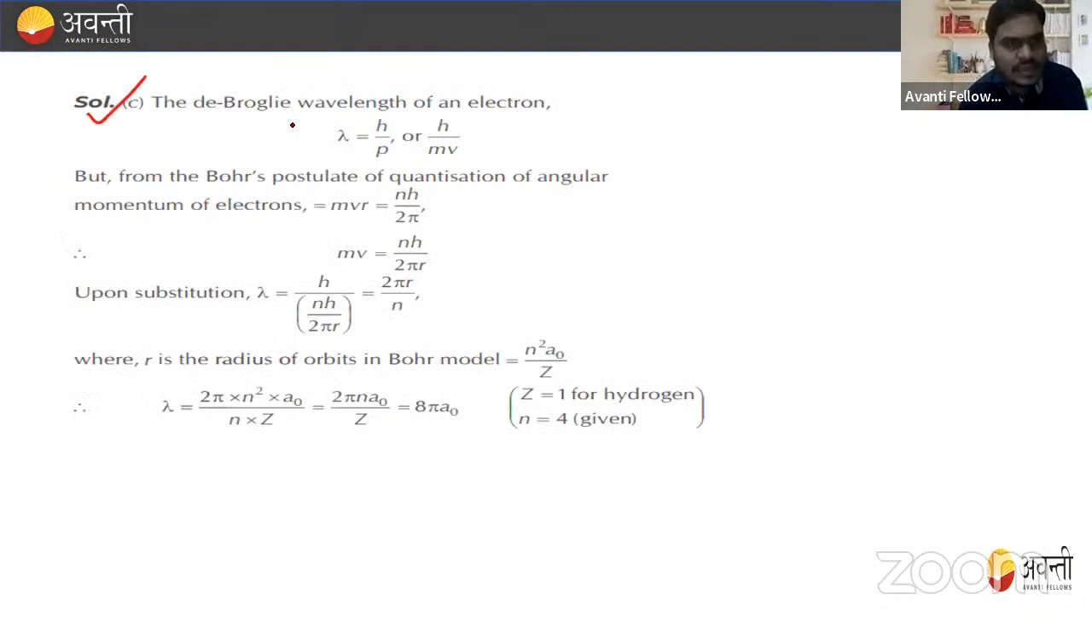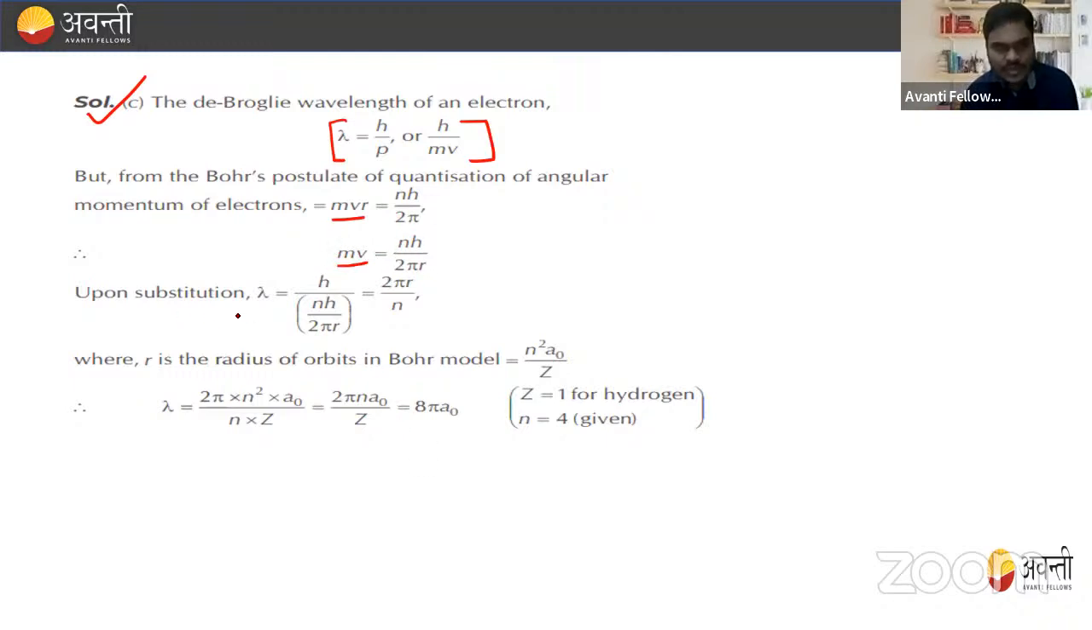We know that the de Broglie wavelength of an electron is given by lambda is equal to h upon p, or we say h upon mv. But from the Bohr postulate, the quantization of angular momentum of electron, mvr is equal to nh upon 2 pi. Now this mv is nh upon 2 pi r.